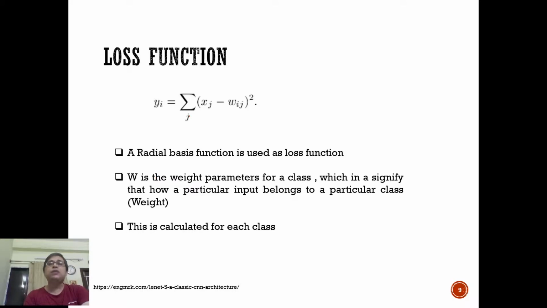W is the weight parameters for a class. So you have the different weights that are coming to a particular output node, and you also have the input pattern. The idea is that the input pattern should be very close to the weight parameter, because the weight actually represents the class. You can think of it as kind of the centroid of a Gaussian distribution, and you do it for one class and then you sum it over all the classes. So this is how the loss function was different in the LeNet5 architecture.